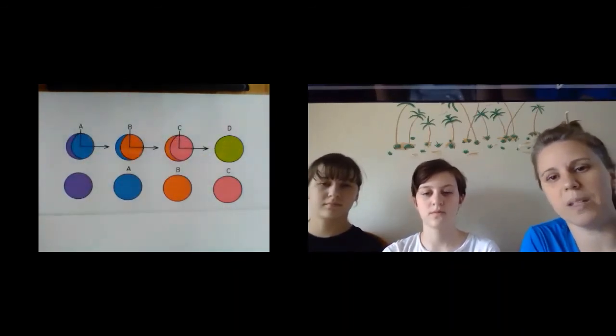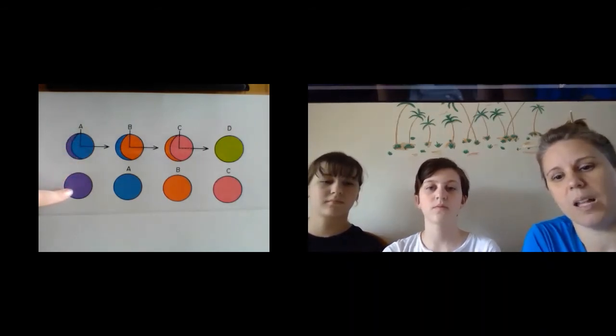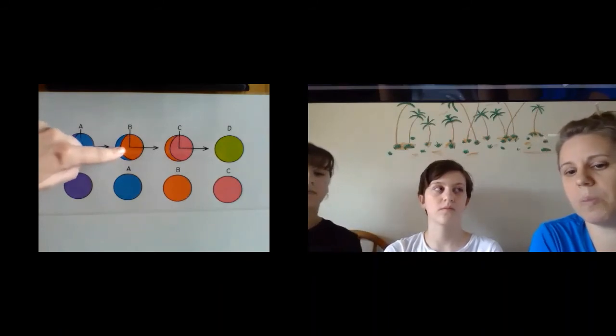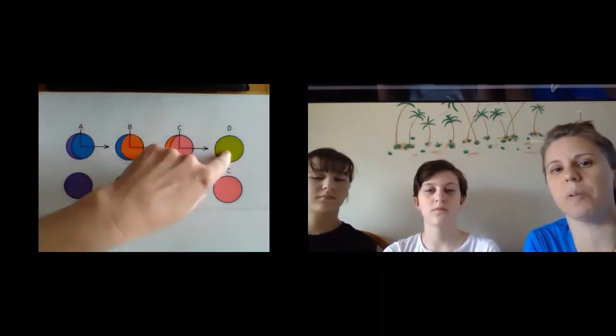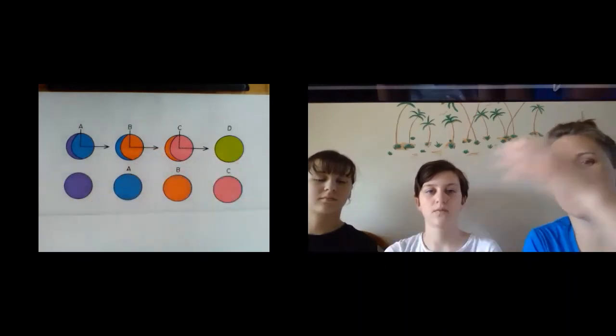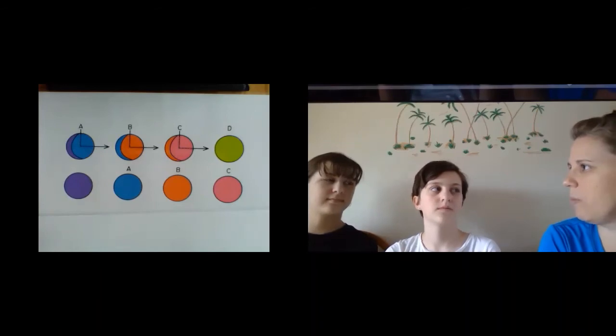So what happened is that this land that used to be blue is now purple, and this land that used to be the orange people's is now the blue people's, and the pink people's land is now the orange people's, and the green people's land is now the pink people's land, and the green people have nowhere to live. They've been pushed and pushed and pushed, and there's no more land.